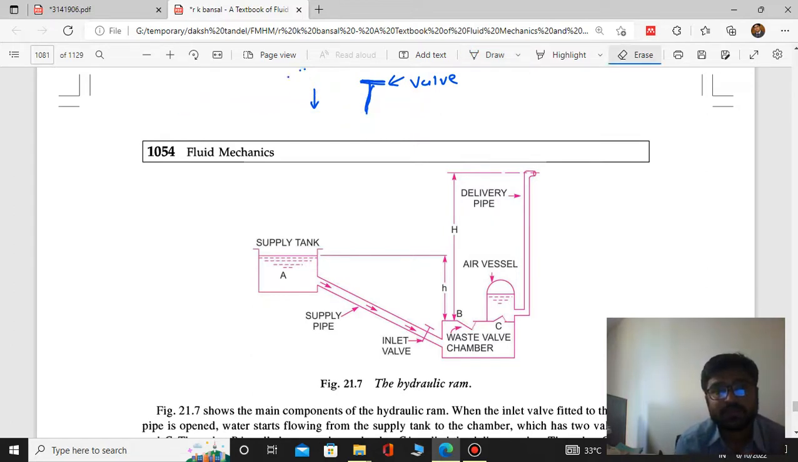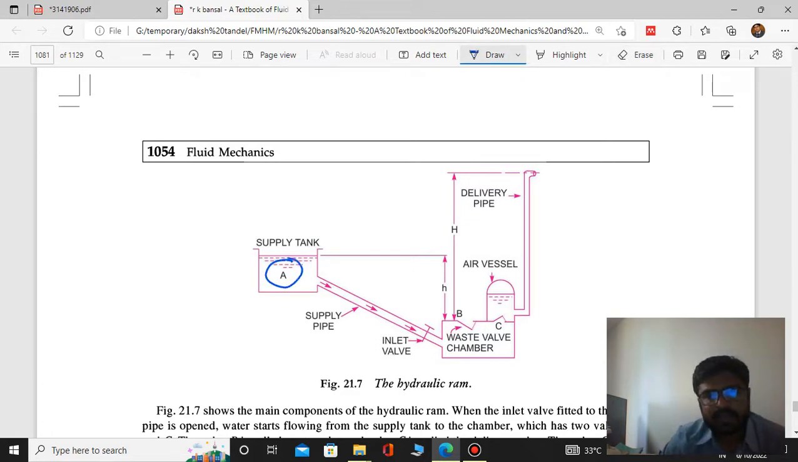So here you can see that hydraulic ram is basically a pump in which we are trying to supply water from this tank to the delivery tank. Suppose here we have a delivery tank, so we want to transfer liquid from the supply tank to the delivery tank. So for that hydraulic ram is being used. So now let us try to understand how it works.